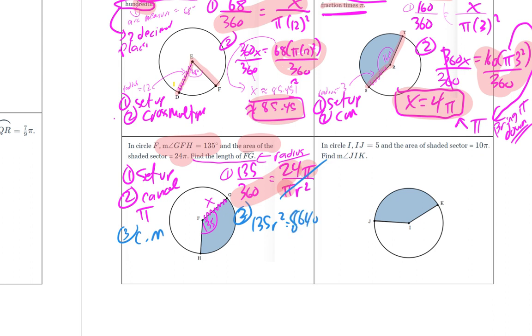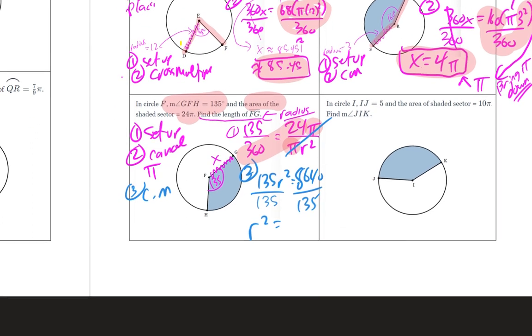So now we're getting closer. We're trying to get to r squared. So remember, we always divide first, and then we're going to take the square root. So we remember how those work. All right, so if we do that, then it's going to be r squared equals 64. But we don't want r squared, we want r.